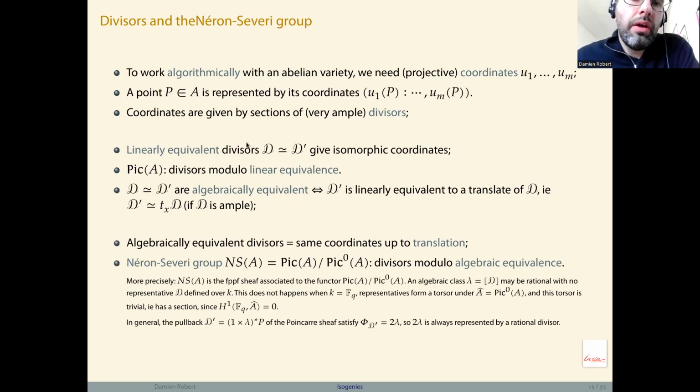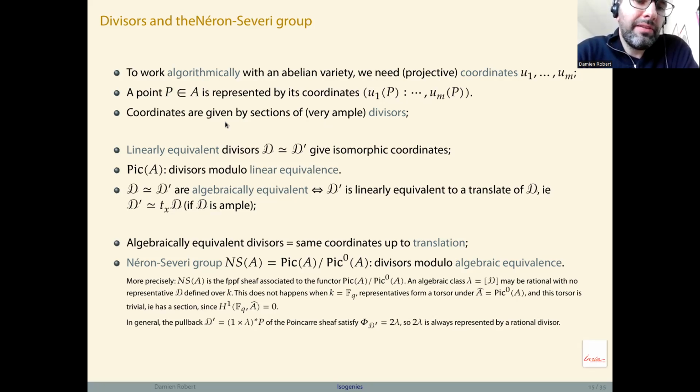So when we have two equivalent divisors, D isomorphic to D prime, they essentially give isomorphic coordinates, and we can define the Picard group of any variety as divisors modulo linear equivalence. Here, to describe polarization, I need an equivalence which is a bit stronger, which is algebraic equivalence. I won't describe it exactly, but essentially algebraic equivalence means that the two divisors are translates of each other. It's the case if D is ample. So algebraic equivalence essentially means the same coordinates up to translation. And since on an abelian variety we can translate, we can always translate back to 0. So we like to work with divisors up to algebraic equivalence.